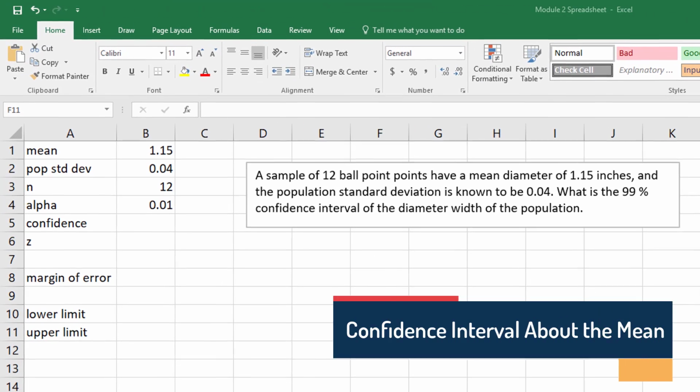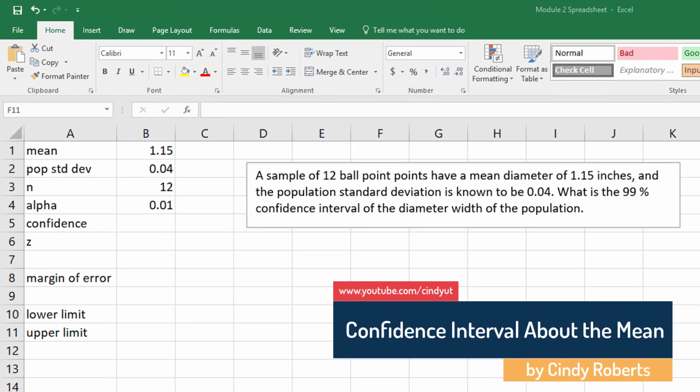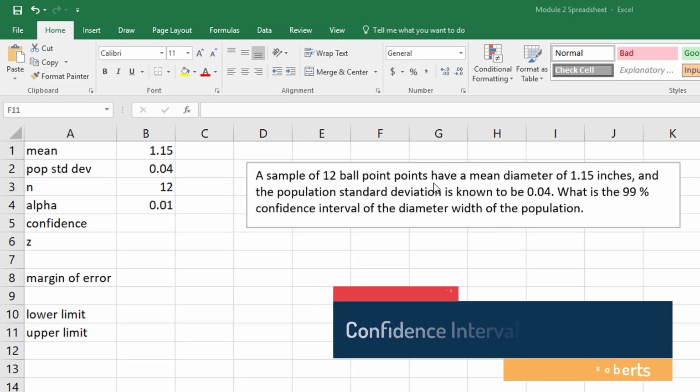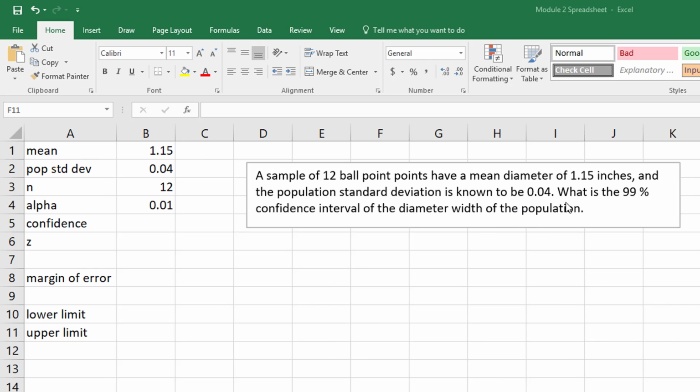All right, let's say that we actually have a problem where we're given a sample of 12 ballpoint pens. They have a mean diameter of 1.15 inches. The population standard deviation is known. So when the population standard deviation is known, you use the z-table. When it's not known, you use the t. What is the 99% confidence interval of the diameter width of the population?